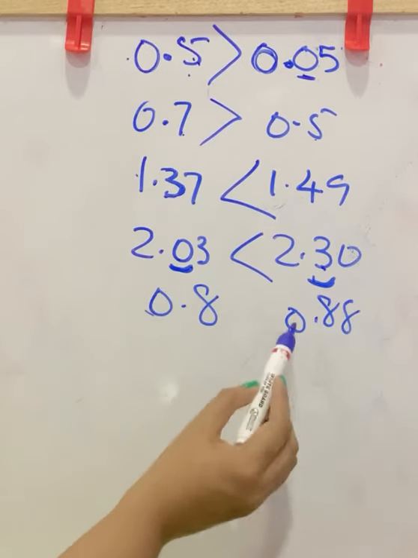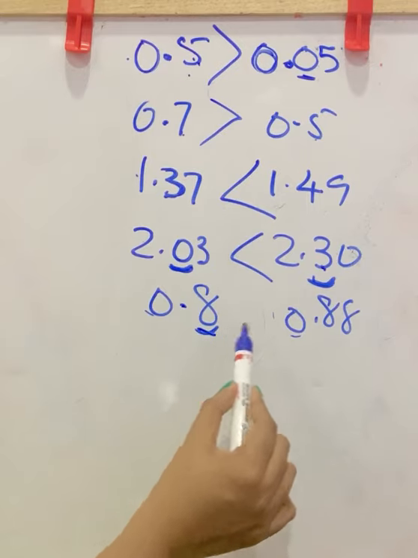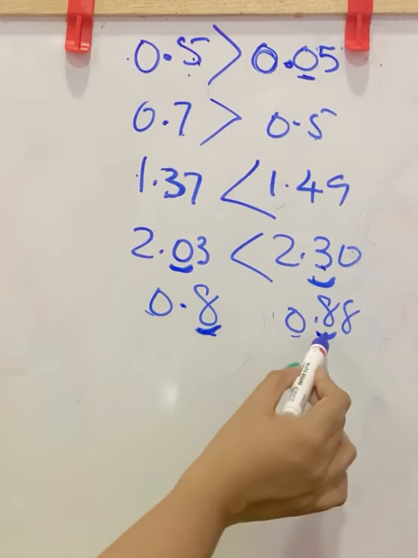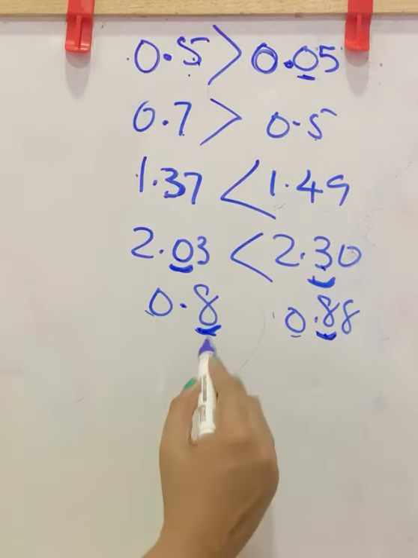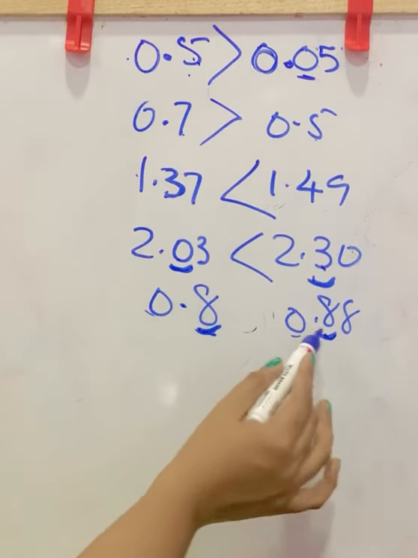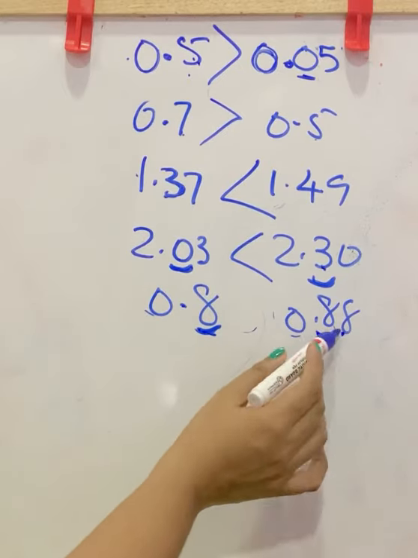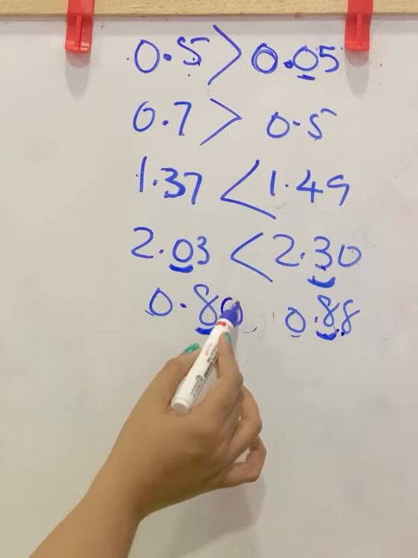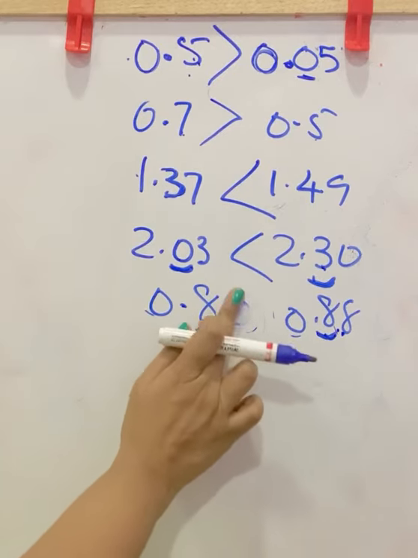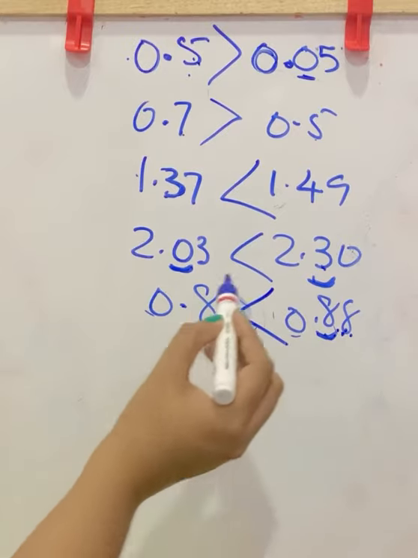Here the whole number part is 0. Now coming to the 10th position, here 8 and 8. Here also the digits are the same. So next is the 100th place. Here there is nothing, but here there is 8. So which will be the greater value? This. Because here nothing means there will be 0. Nothing is 0, and here it is 8 in the 100th place. So this is the greater value.